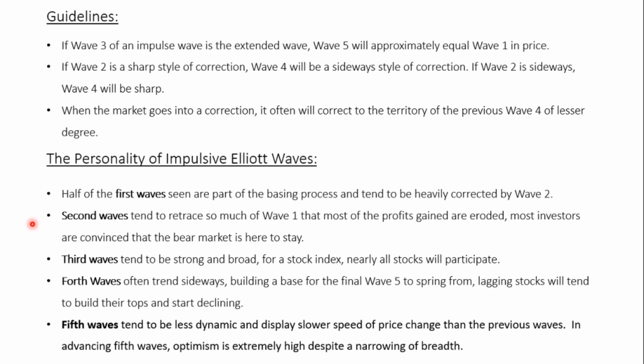Wave 3 is an impulsive wave. It's typically extended. We tend to have wave 5 and wave 1 of equal size. So if wave 1 typically moves 10%, you would expect wave 5 to move 10% also. For a wave 3, it's extended 1.618 times the length of that wave 1. In other words, it would be 16.18%.